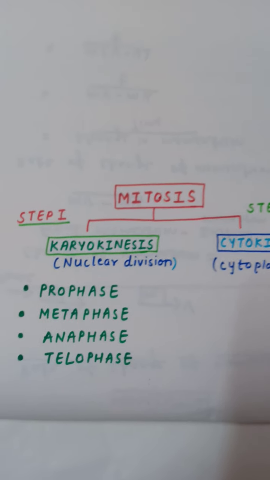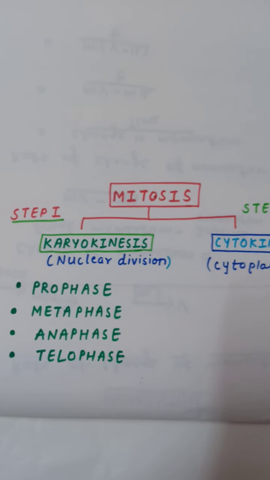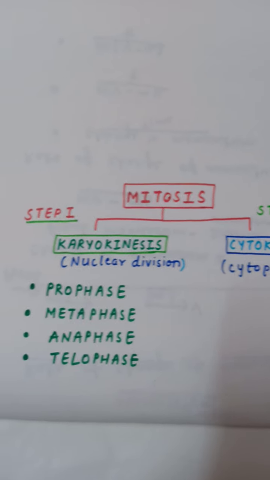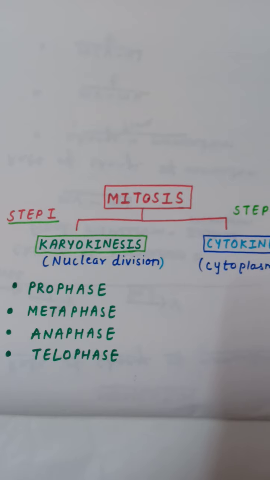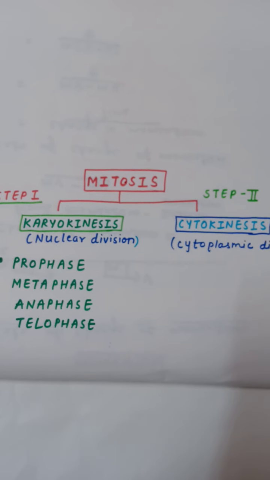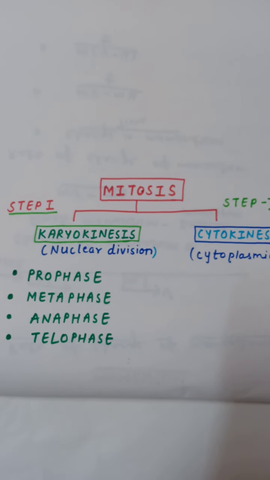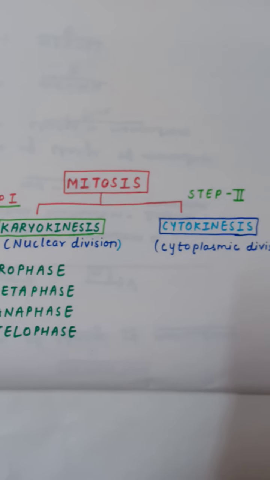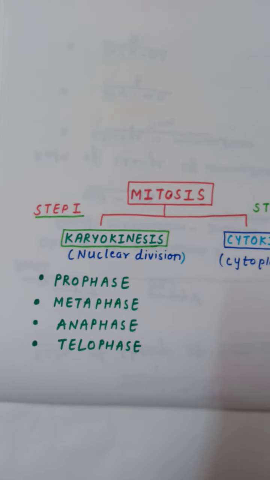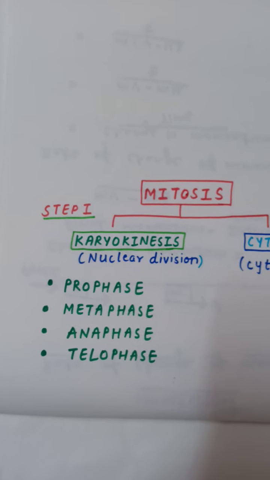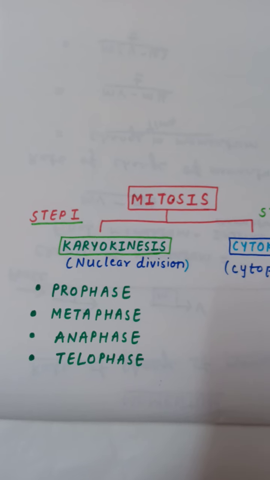In mitosis, the chromosome number does not change. Diploid cells remain diploid without change. One cell gives rise to two daughter cells in mitosis. Mitosis is completed in two steps, karyokinesis and cytokinesis. In karyokinesis, nuclear division takes place, and in cytokinesis, cytoplasmic division takes place. Karyokinesis is completed in 4 steps: prophase, metaphase, anaphase and telophase.